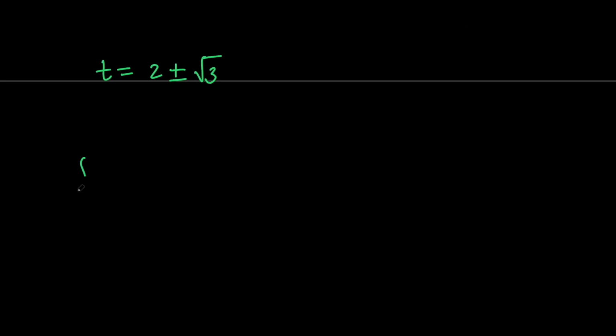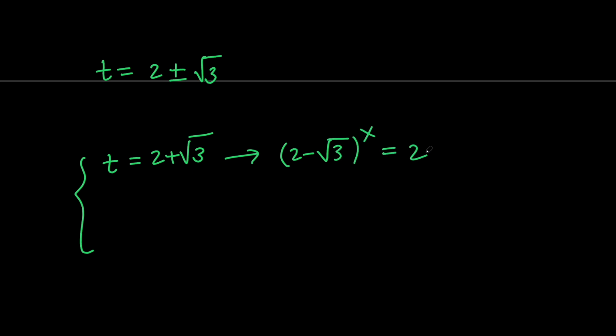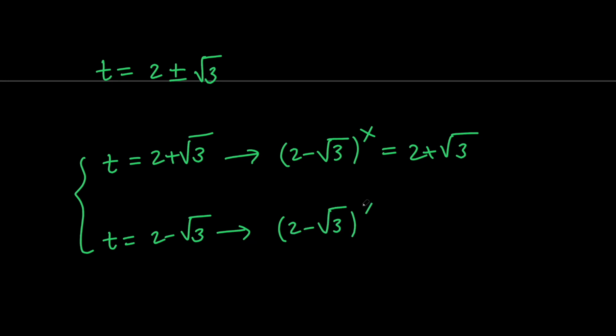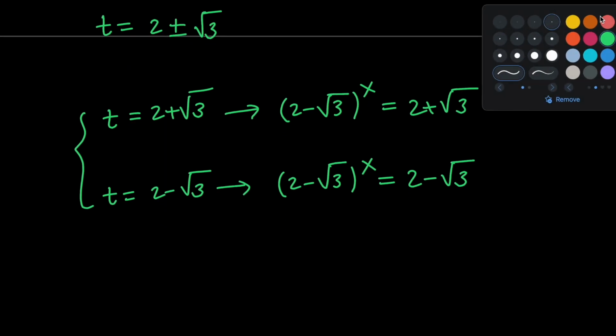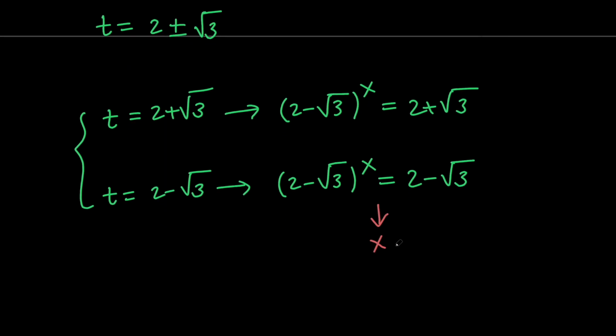So if t equals 2 plus root 3, then we will have (2 minus root 3) to the x power equals 2 plus root 3. And if t equals 2 minus root 3, we're going to have (2 minus root 3) to the x power equals 2 minus root 3. Obviously, from the second case, we're going to get x equals 1. But in the first one, we don't know the value of x. So let's go ahead and solve that.